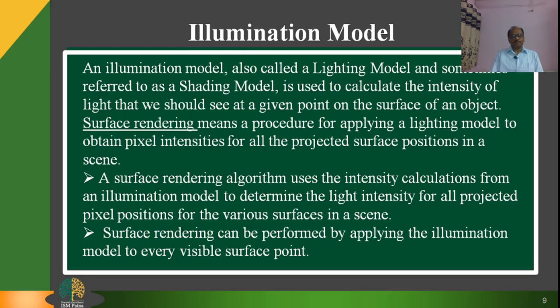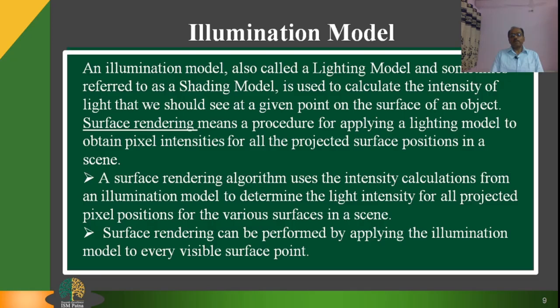The next is the illumination model. The illumination model, which is also known as lighting model and sometimes referred to as shading model, we often use to calculate the intensity of light that we should see at a given point on the surface of an object. Here, surface rendering means a procedure for applying a lighting model to obtain pixel intensities for all the projected surface positions in a scene. A surface rendering algorithm uses the intensity calculations from an illumination model to determine the light intensity for all projected pixel positions for the various surfaces in a scene.